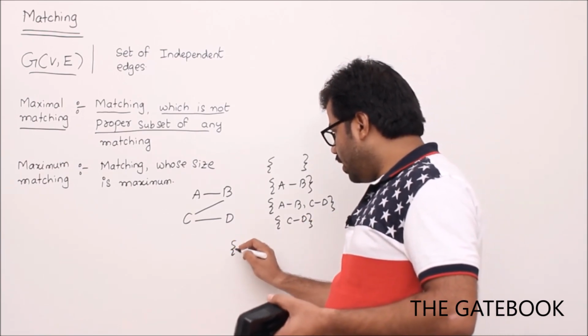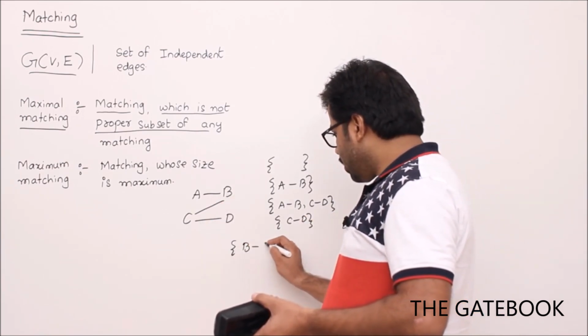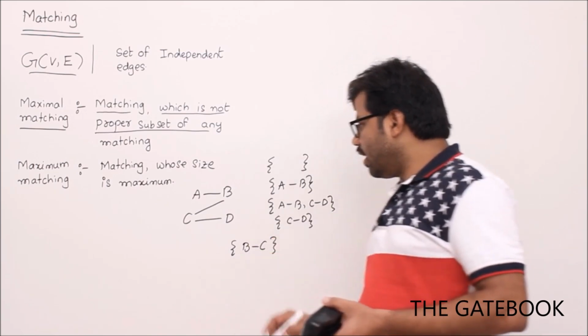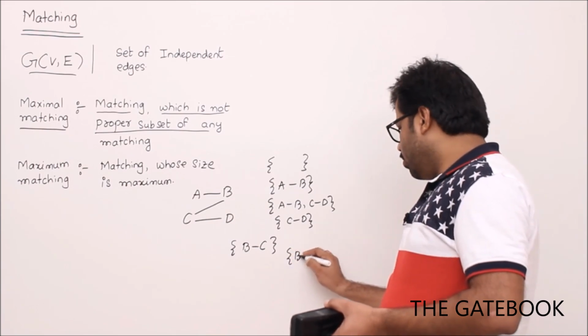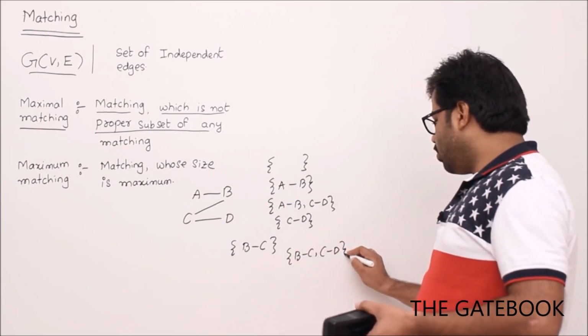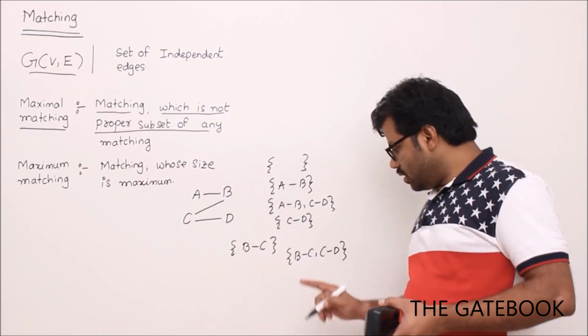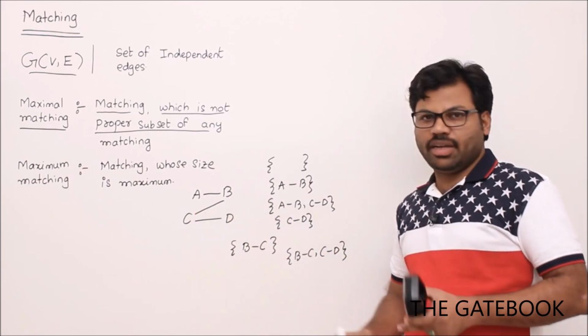Then write only BC. Then can I add BC and CD together? Impossible, right? Try to write it. BC and CD. What's the problem with this? The problem with this is BC and CD are not independent edges, right?